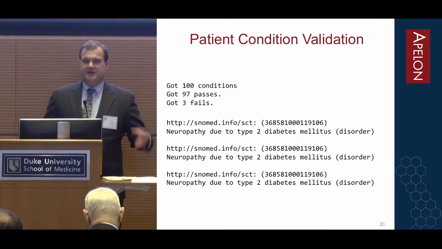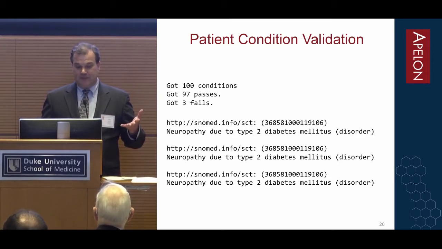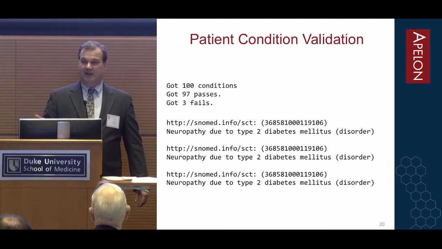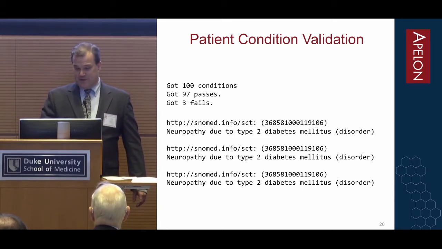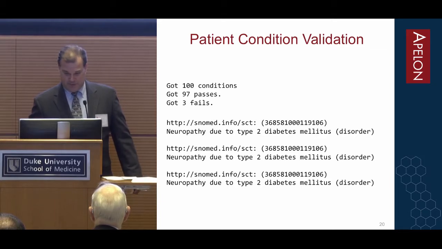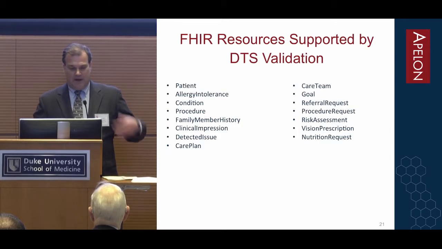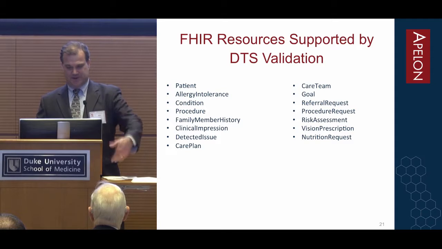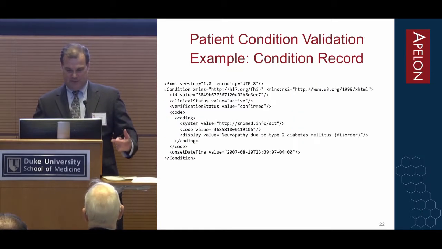So we went out and we started looking at the different servers and we pulled in some patient data. And in this particular case, we looked at condition. And we got 100 conditions from this server, and we got 3 that came back that didn't pass our validation. And those 3 were all of this neuropathy due to type 2 diabetes, SNOMED disorder. This condition example is just an example. We also support all of these other resources. But getting back to our example.